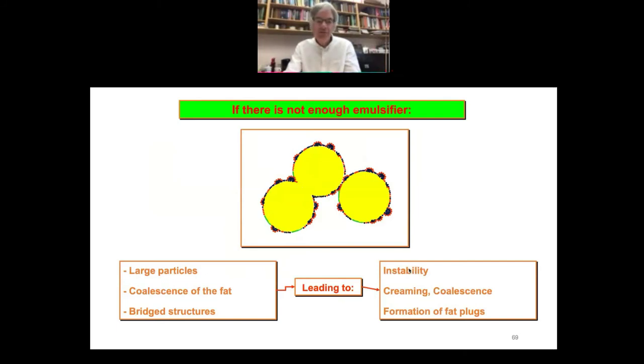And if there's not enough, that's going to lead to either recoalescence or bridging flocculation, either of which is going to lead to instability and the formation of fat plugs over time. And so stabilizing your creams becomes more critical than stabilizing milk, simply because of the higher fat phase volume that's there.